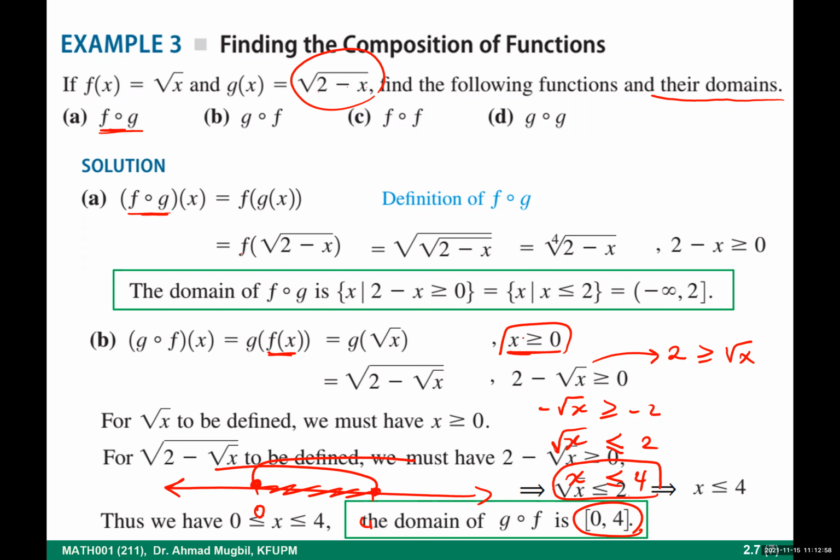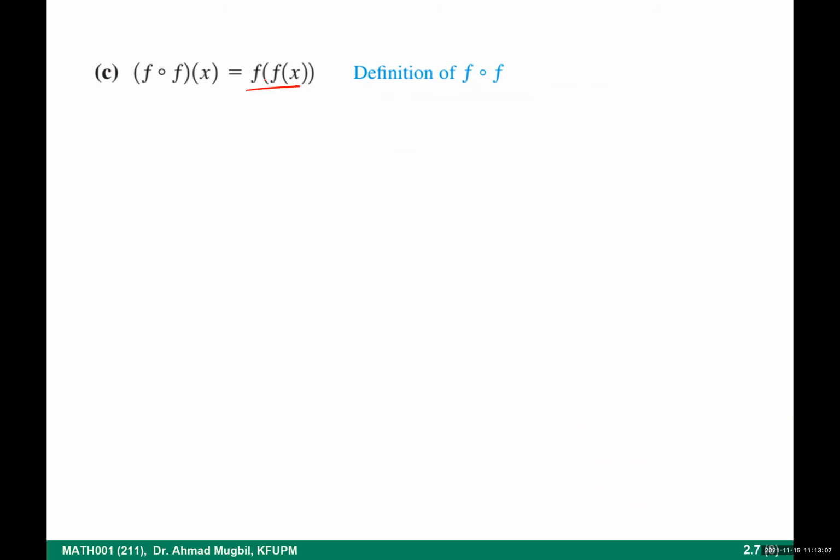Now let's go to F circle F. What is F of F? What is F composed with F? It is F of F. What is F of X? It is the square root of X. Now, again, you will put the square root of X inside the square root of X. It will be the square root of the square root of X. What is the condition from here?